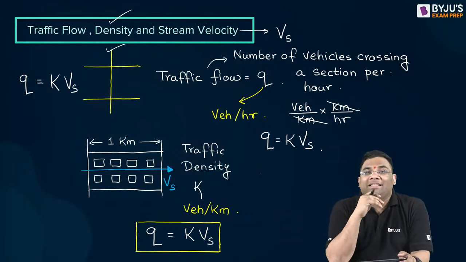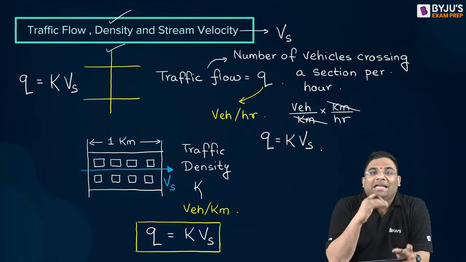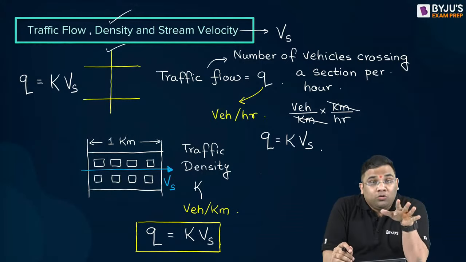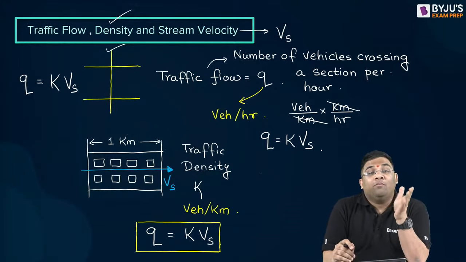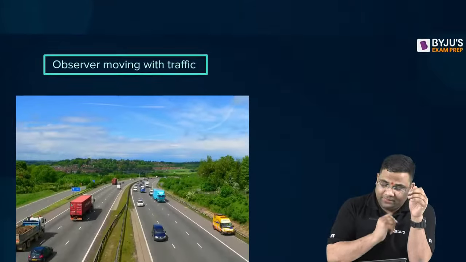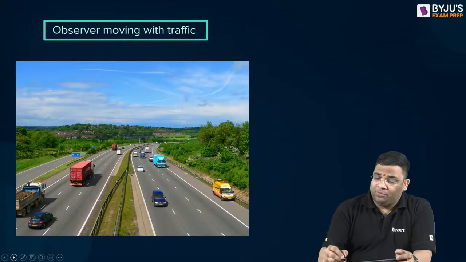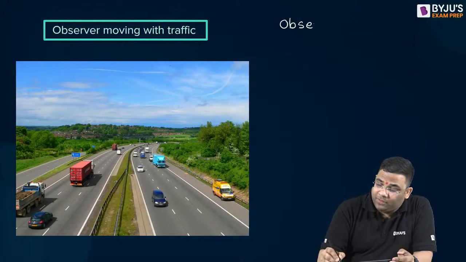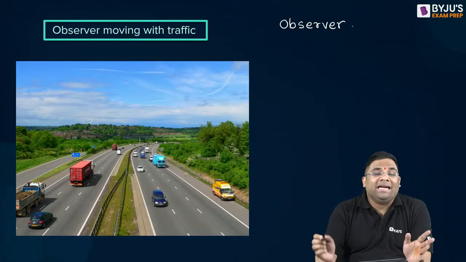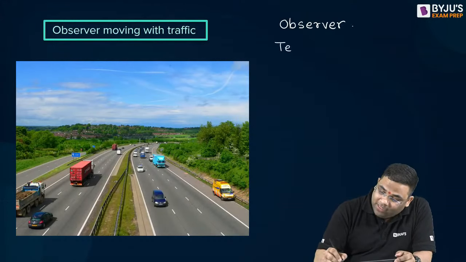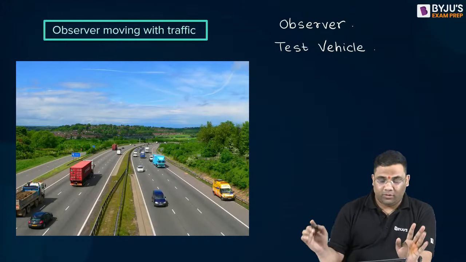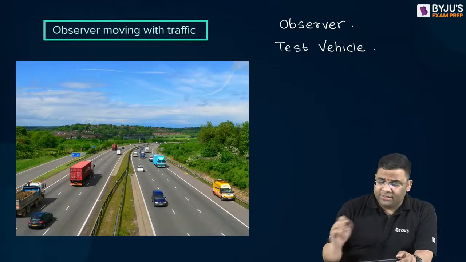Now, how to determine this? There has to be some method, right? And that method is the moving car method, also known as the floating car method, or moving observer method. Now, what we do in this, we have an observer. The observer will be inside a vehicle, and that vehicle will be known as the test vehicle. Now, you can see the picture.